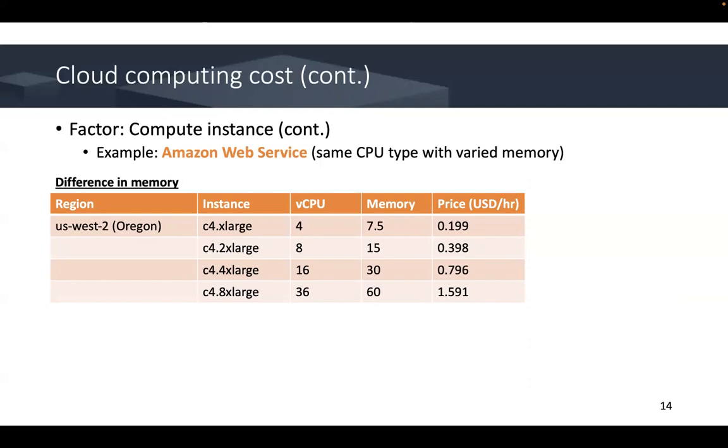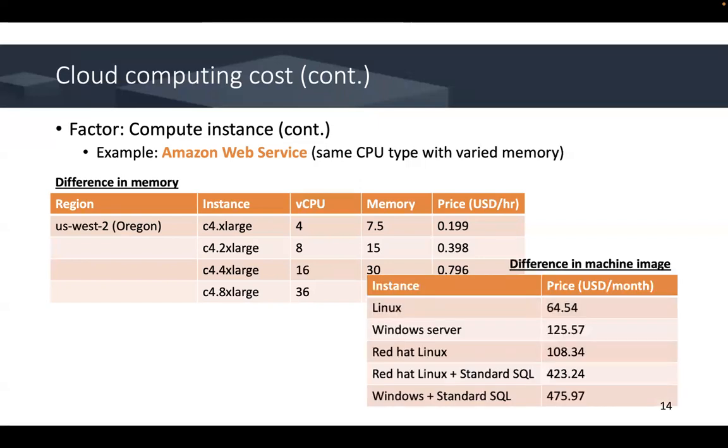For example, a C4X large instance has 7.5 GB memory. It costs 20 cents per hour. If you want to upgrade it to a C4AX large instance, you get 60 GB memory and pay about $1.6 per hour. And the increase rate is almost linear.